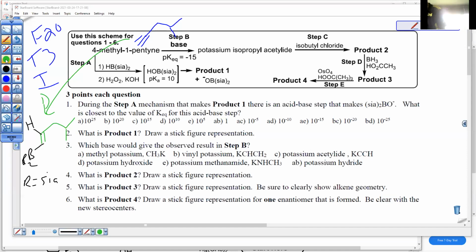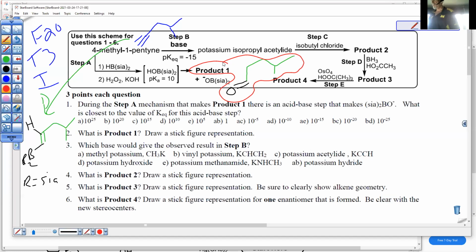So product 1, what you're looking for: 1, 2, 3, 4, 5, and it has an aldehyde right there. There's product 1. And there you go. Draw a stick figure. I did a stick figure. It's right there. During step A, the mechanism that makes product 1, there's an acid-base step that makes Sia2BOH. What is closest to pKeq for this step? So we kind of have to know that mechanism.